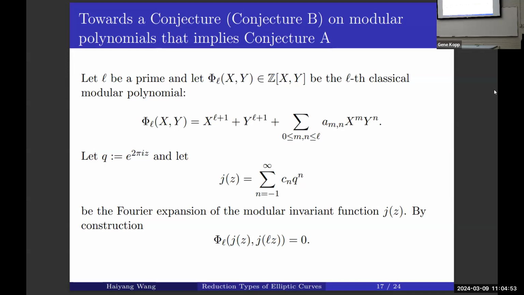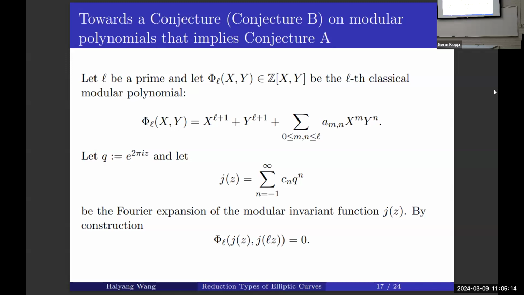Now I will discuss a conjecture. We call it conjecture B on modular polynomials that implies conjecture A. Conjecture B is usually easier to work with. Let L be a prime, and let phi L be the L's classical modular polynomial. Phi L has this shape.